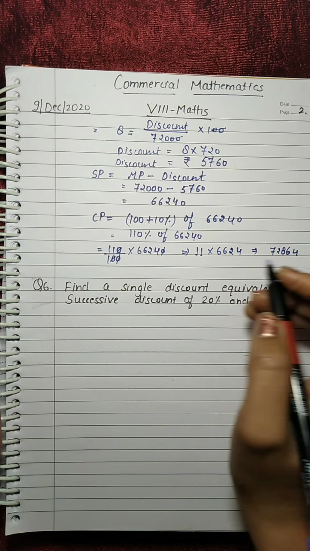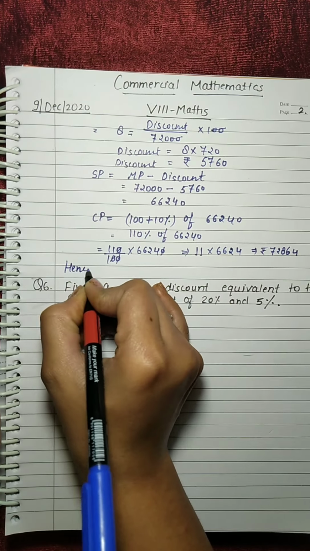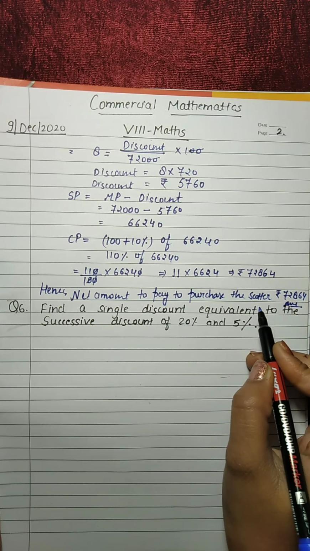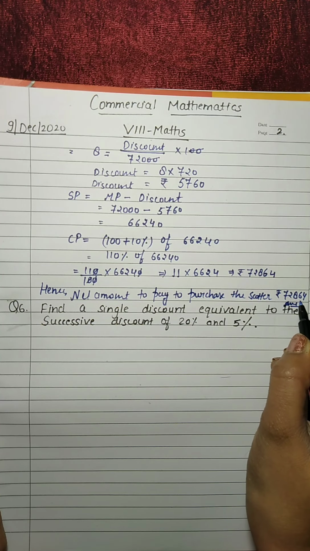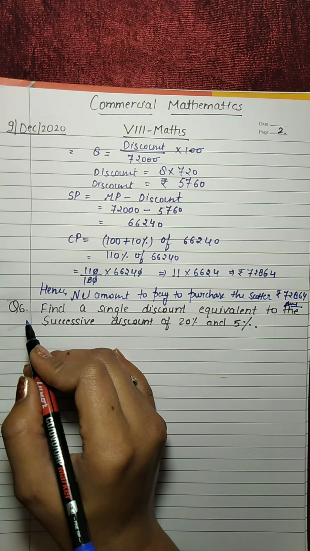Is that clear? Okay, so students, hence the net amount to pay to purchase the scooter is rupees 72,864. Okay students, so this is your answer. Okay students, now the next question is question number 6.